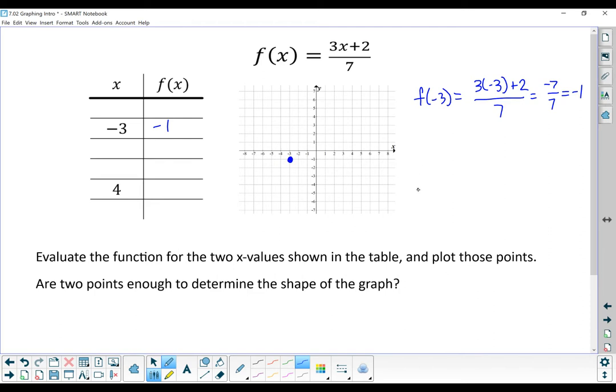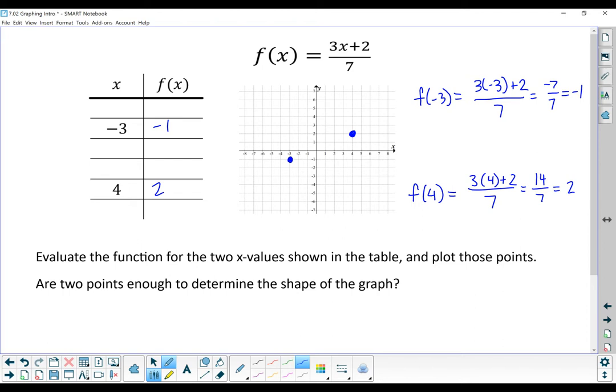And now we're going to evaluate f of 4. That would be (3 times 4 plus 2) all over 7. So again, you could do that in your calculator or in your head, and it's equal to 2. So let's plot the point 4, 2. So we have 2 points of our function.